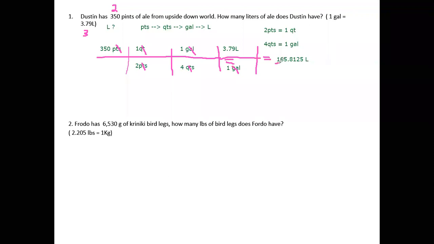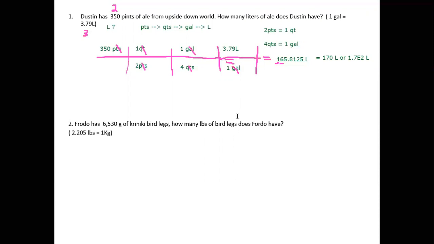So we go 1, 2, after the 6 is 5.8125, that's greater than 5. So we round up. So our answer is 170 liters, or 1.7 times 10 to the 2 liters. That's the first one. And in a little bit we'll pause in case you have any questions. So that was Dustin in the upside down world. He stole some L, or got some L, and he has about 170 liters.